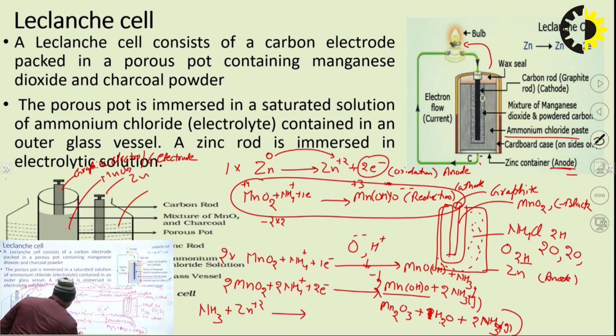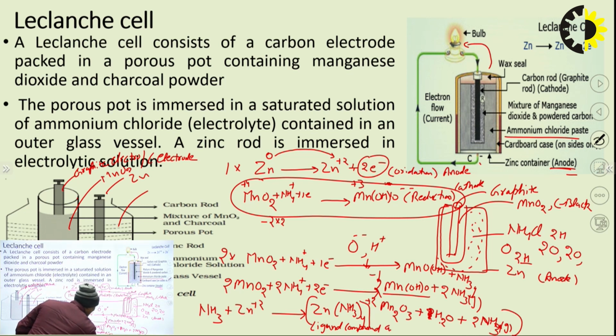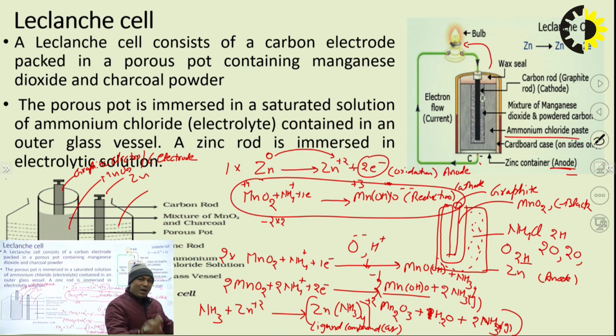It forms a ligand, and this is a ligand compound, and occurs in aqueous form. So this gaseous form gets converted into aqueous form. In this way it cannot create additional pressure on the cell, and the cell will not rupture, it will not burst.